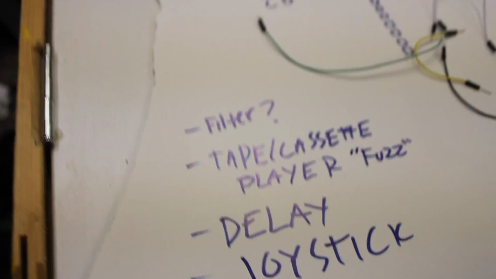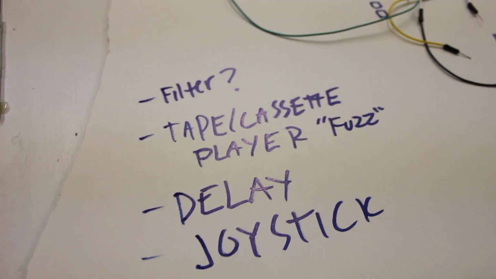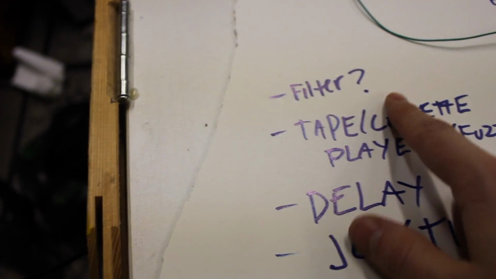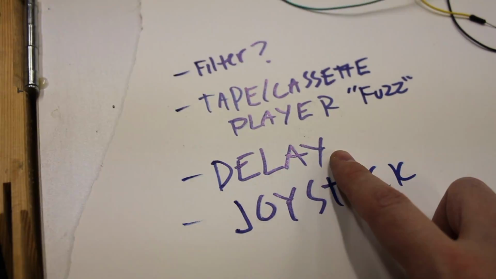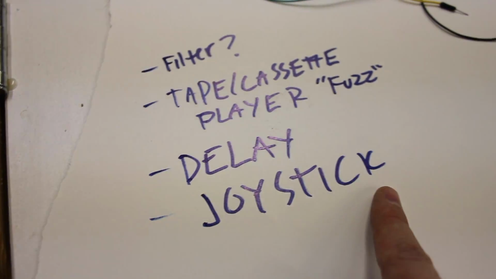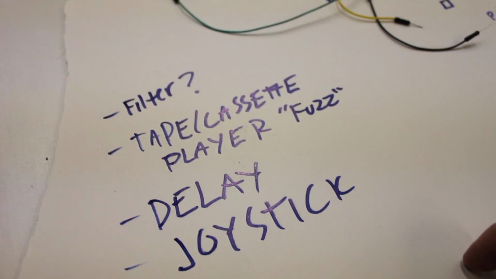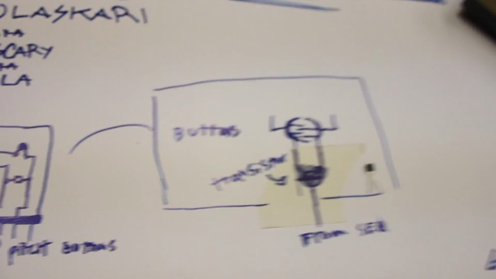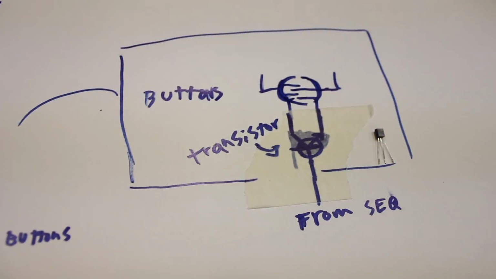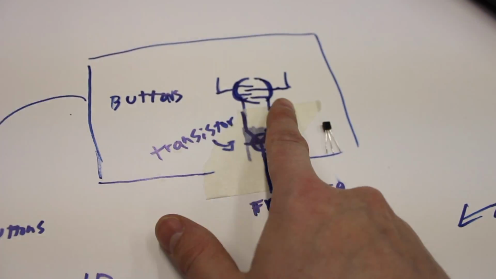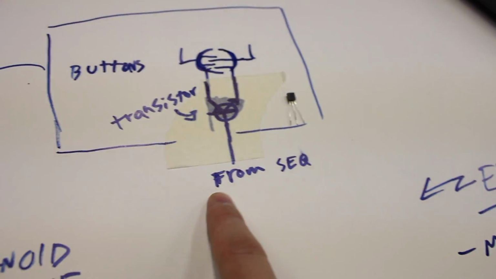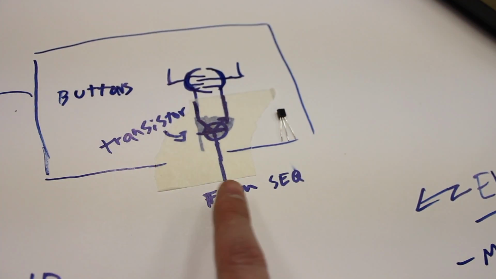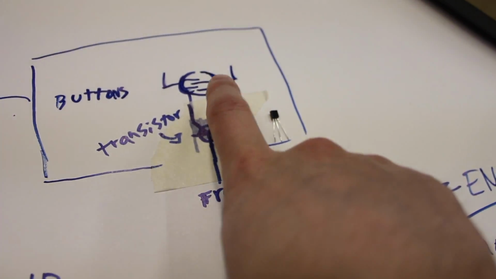and maybe some other things that I could add to it would be maybe a filter or tape cassette players, type of fuzz or delay, and maybe a joystick to control some of the parameters. We'll see. The buttons would work so that there would be a transistor soldered to the place where the button used to be, and then there would be some pulse coming from the sequencer to turn it on.